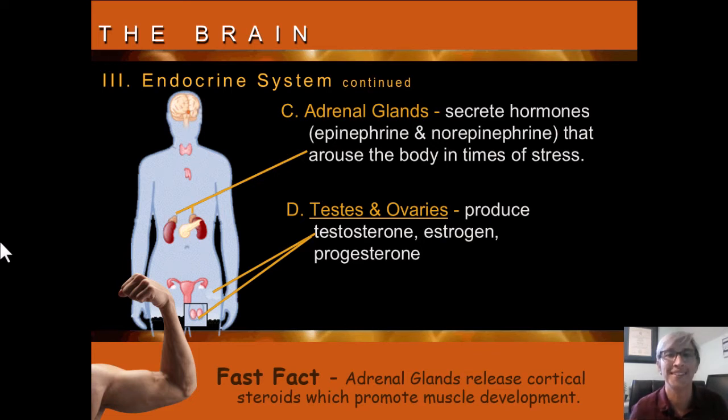Testes and ovaries, depending on whether you're male or female, produce testosterone, estrogen, and progesterone. And they are what determines whether or not you're male or female, based on exposure to testosterone while you're in the womb. These, of course, are your sex glands, sex hormones, and for females, estrogen can lead to primary sexual characteristics like enlarged breasts during puberty, and then progesterone helps to regulate the menstrual cycle.